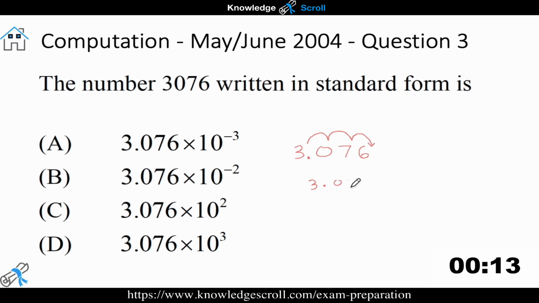So 3.076 times 10 to the power of 3 would be your correct answer, and in this case that would be D.